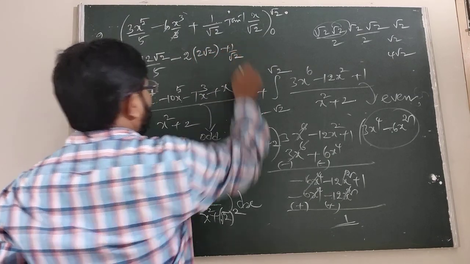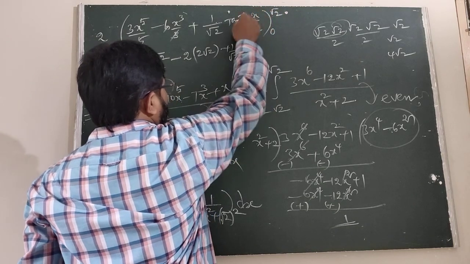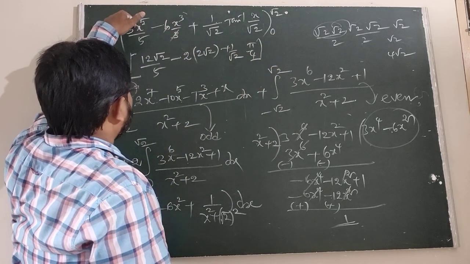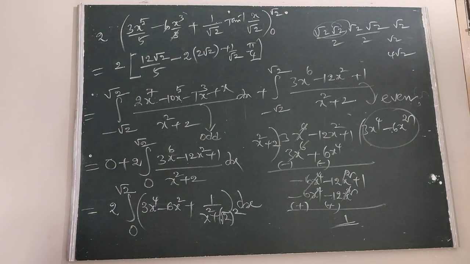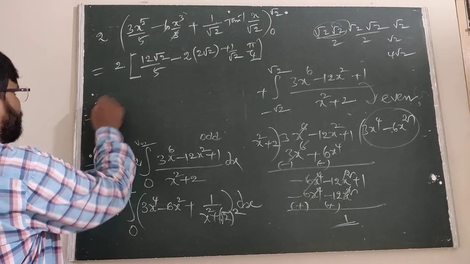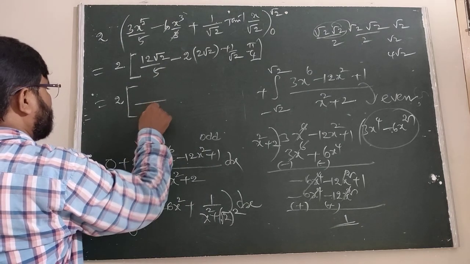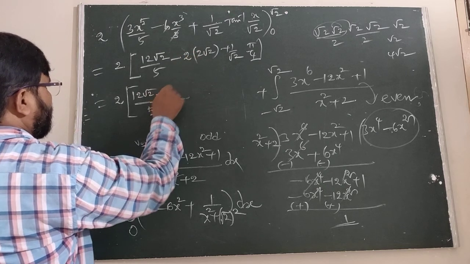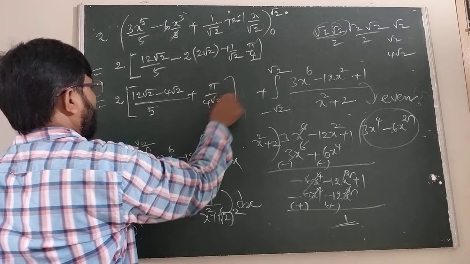When we take the upper limit, root 2 by root 2 is 1, and 1 is the value of tan 5 by 4. When we take the lower limit, this is 0, and 0 is the value of tan 0. Now we simplify this: it is 2 into, taking the LCM of 5, 12 root 2, 4 root 2, so 5 by 4 root 2.